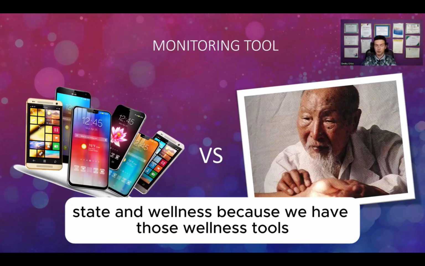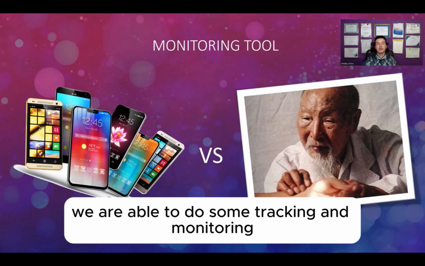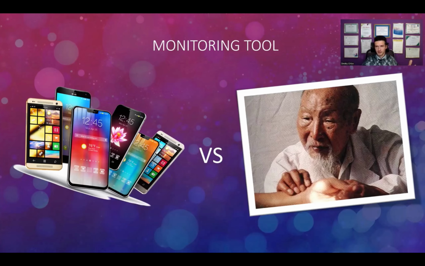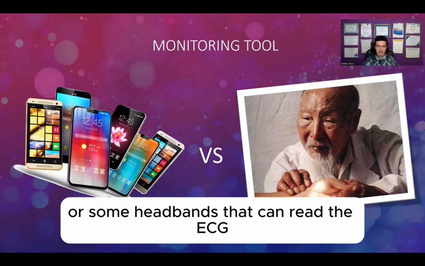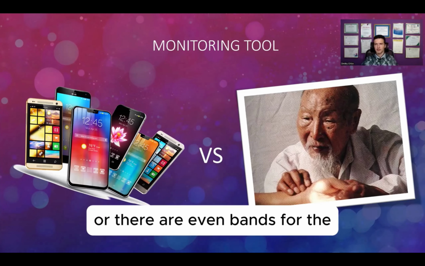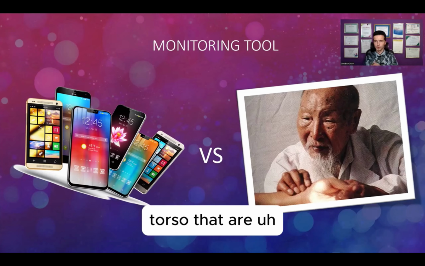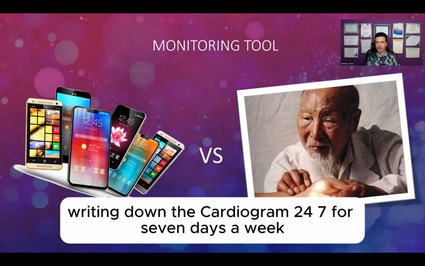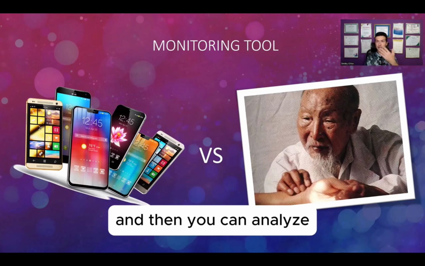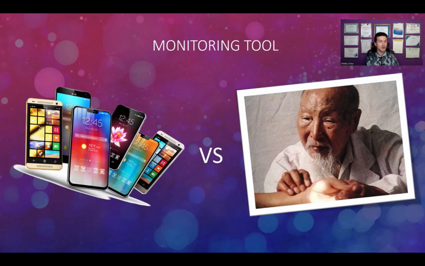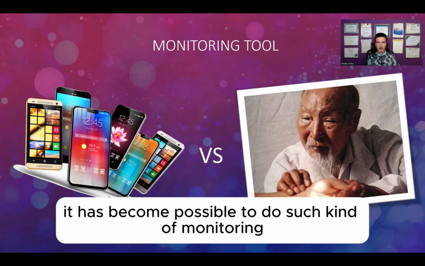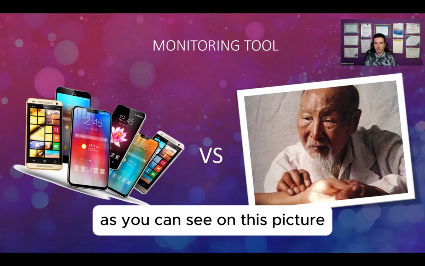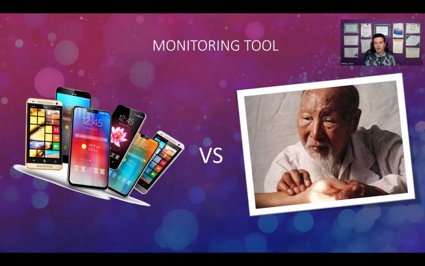Because we have those wellness tools with all those gadgets in our smartphones, we are able to do some tracking and monitoring. So it means that we can buy those smartwatches or some headbands that can read the ECG, or there are even bands for the torso that are writing down the cardiogram 24/7, 7 days a week, and then you can analyze what was happening through all the week non-stop with you. So only with the appearance of these new gadgets and new technologies, it has become possible to do such kind of monitoring.